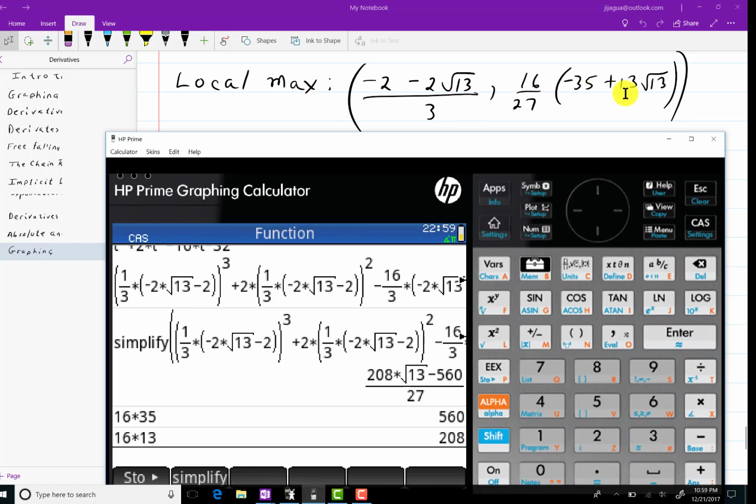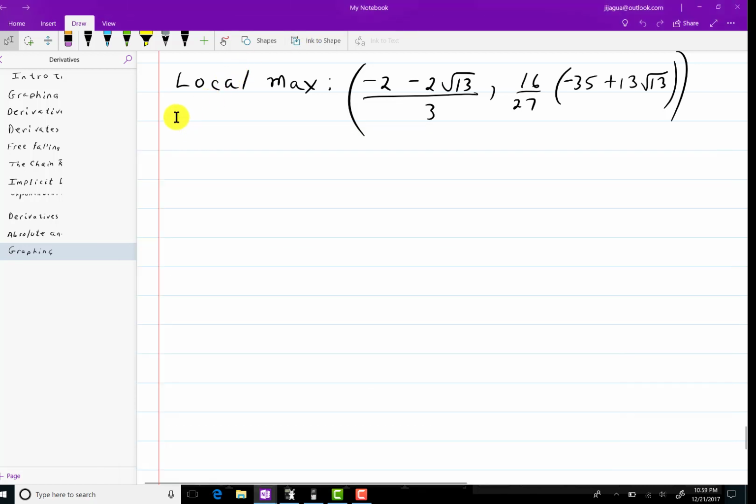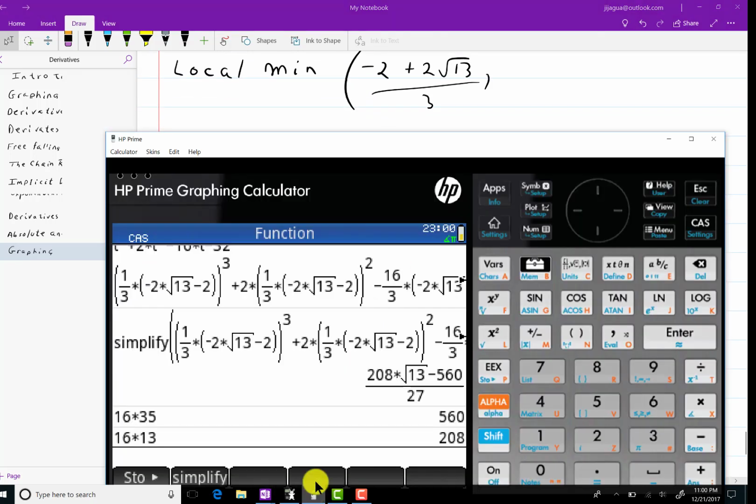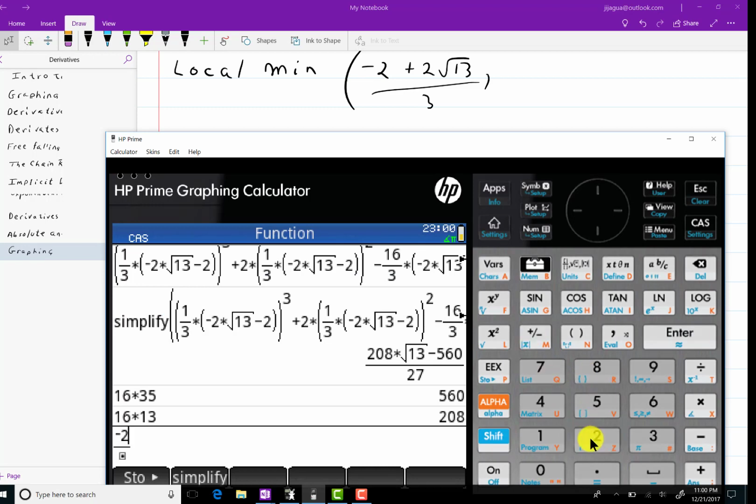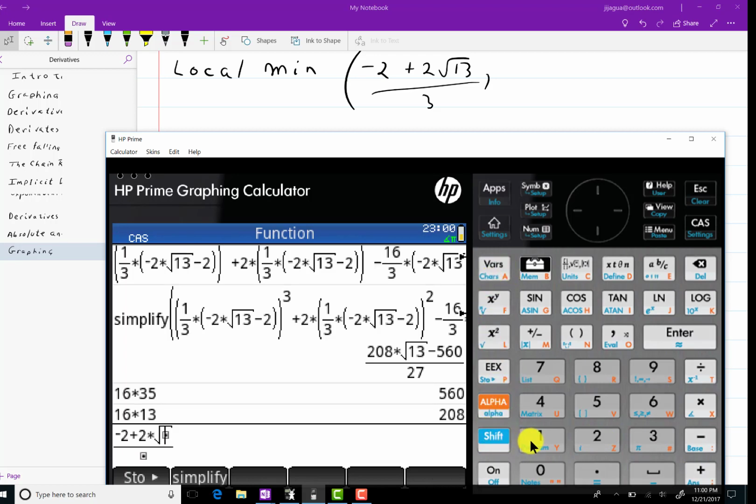Now, I will let you find the other one, which was a local min. That was at negative 2 plus 2 radical 13 over 3, and I'll just let my calculator do the talking for me here. So I can enter negative 2 plus 2 times the square root of 13 over 3. And then I can get out of there and immediately store it into the variable T, just like I did before.